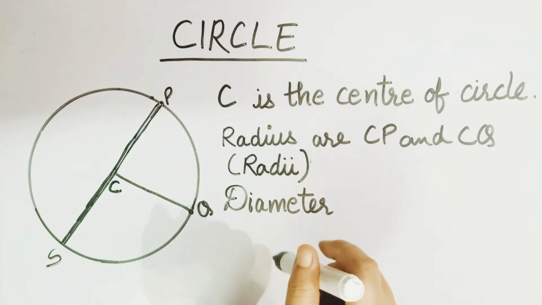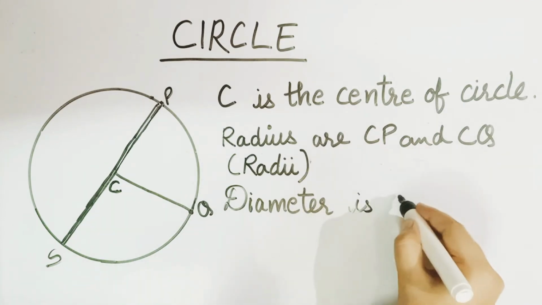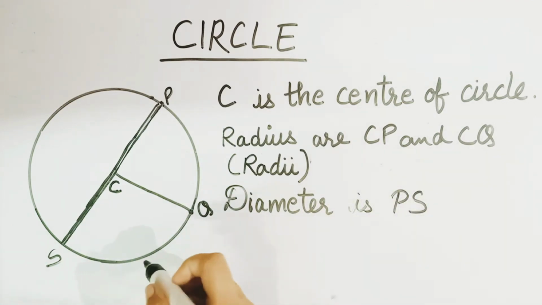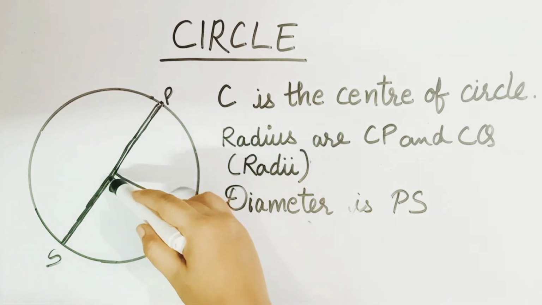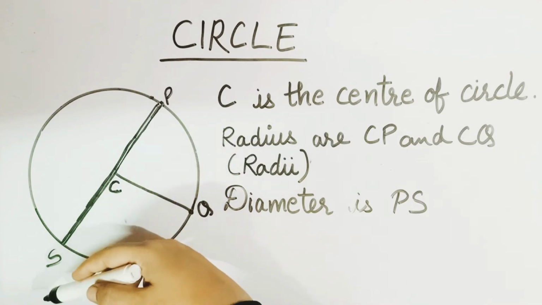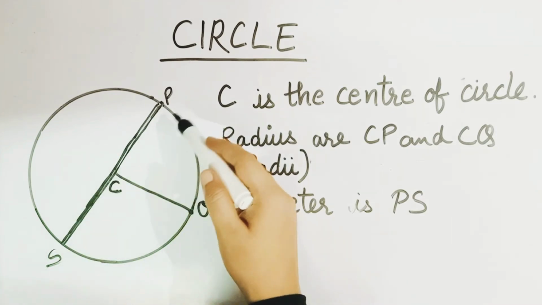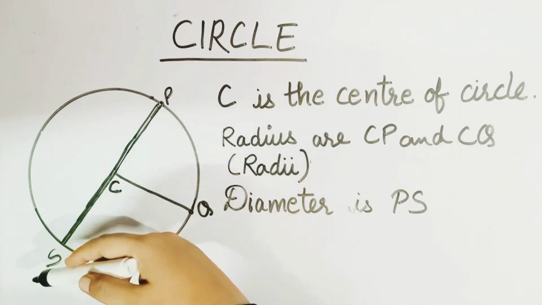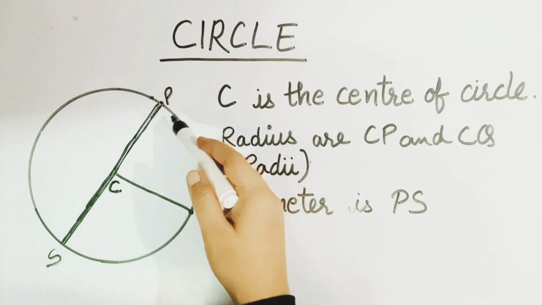Also if you have observed, the diameter is your PS. Also, the diameter is just double the radius. See, PC is a radius and CS is also a radius. So diameter is the complete PS.